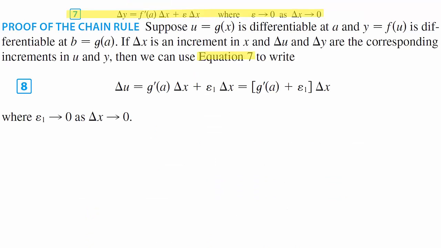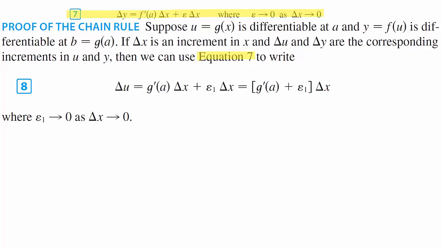So we're going to define u equal g of x to be a function, and we're going to say it's differentiable at a, and y equals f of u to be differentiable at b equals g of a. And so we can write the corresponding increments in delta u and delta y in the form that we found earlier. So we can write delta u equal to g prime of a delta x plus epsilon 1 delta x. The reason for the subscript is because we are doing this for two functions, which we defined earlier. So we're doing it for u equals g of x and y equals f of u.